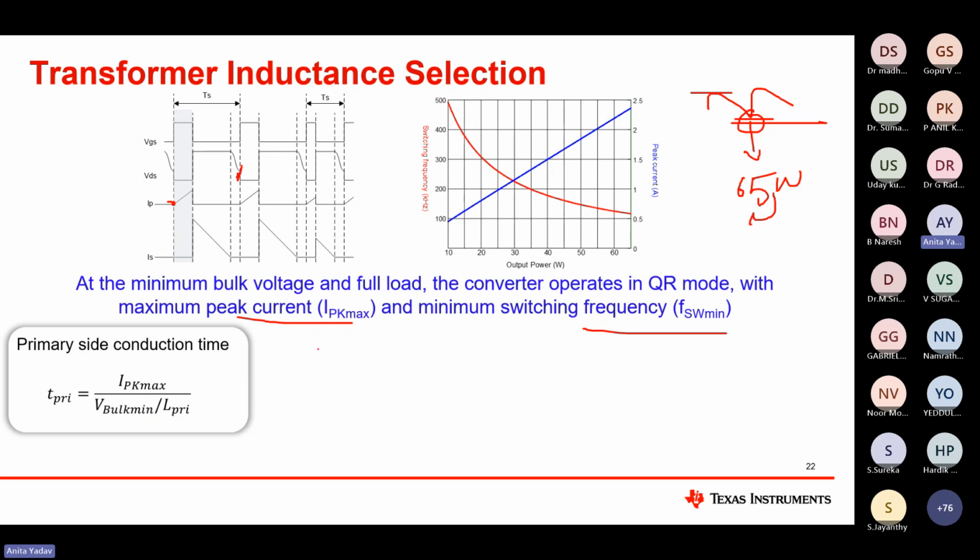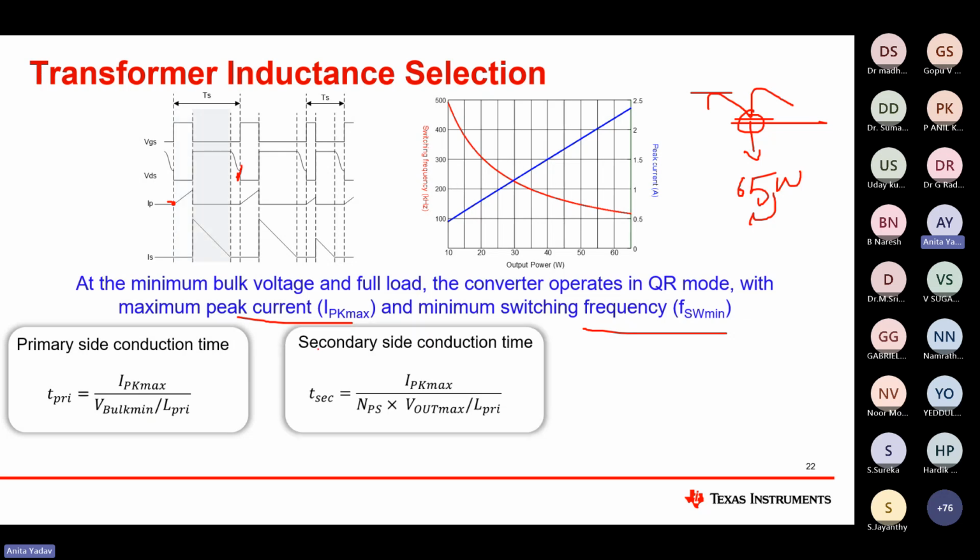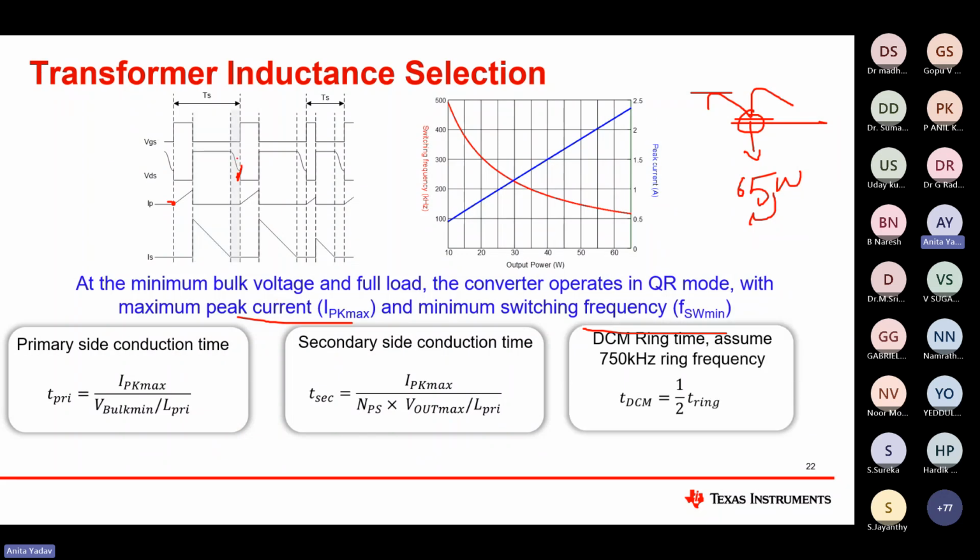And then if we go to the second equation, when the secondary side FET conducts, the voltage that appears across the transformer winding will be V out plus N V out. Based upon that, we will calculate the secondary time. For the third time, which is basically the ring time, we can assume 750 kilohertz as the ring frequency, and half of that will become our DCM time.